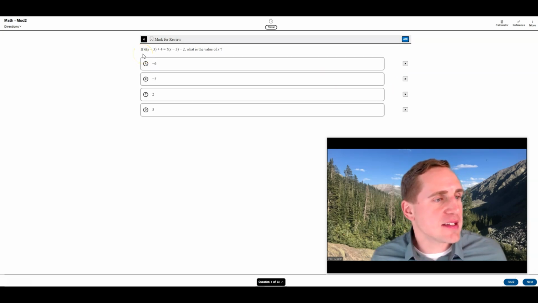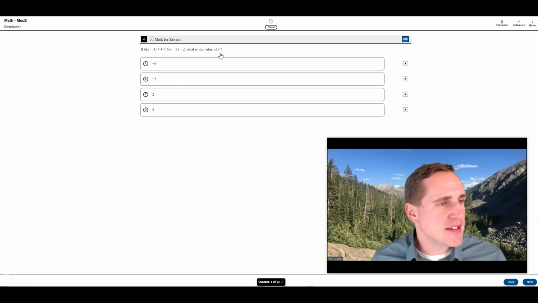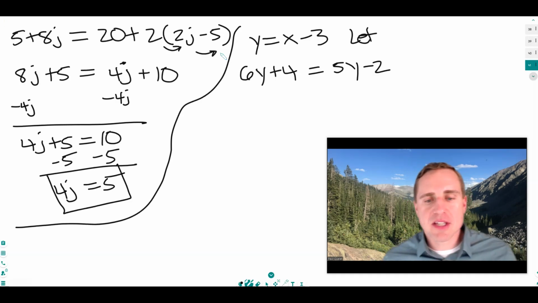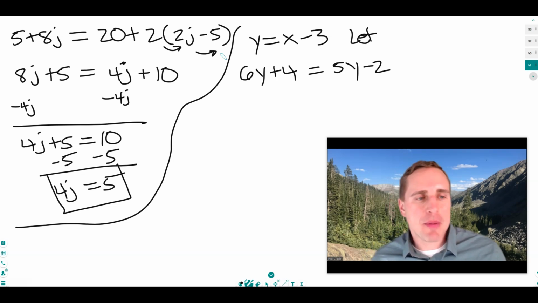If 6 times x minus 3 plus 4 is equal to 5 times x minus 3 minus 2, what's the value of x? I would suggest, given that both of these have an x minus 3, let's just substitute another variable for that, maybe y. So that's like 6y plus 4 equals 5y minus 2. So if we let y be x minus 3, then 6y plus 4 is equal to 5y minus 2. Notice I'm using substitution here. Why? Because otherwise I have to distribute it all out. At the end, we'll be able to get x.